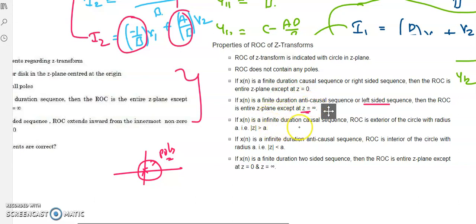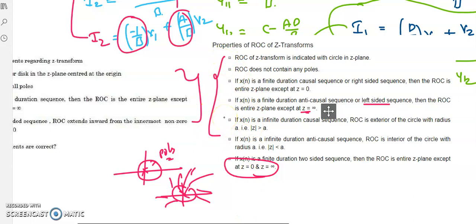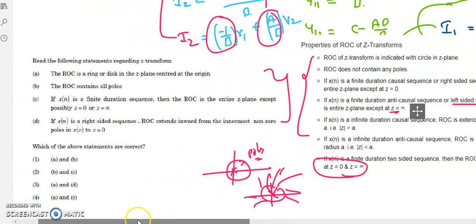And if x of n is an infinite duration causal sequence, the ROC is the exterior of the circle with radius a. That means if this radius is a, then this entire region becomes the ROC. If x of n is an infinite duration anti-causal sequence, then the ROC is within this circle, right? And if x of n is a finite duration two-sided sequence, that means left side and right side, then the ROC is the entire Z plane except at Z is equal to 0 and Z is equal to infinity. So these are the very important properties of the ROC of the Z transform that you have to know. So after looking at these properties, now just come here.